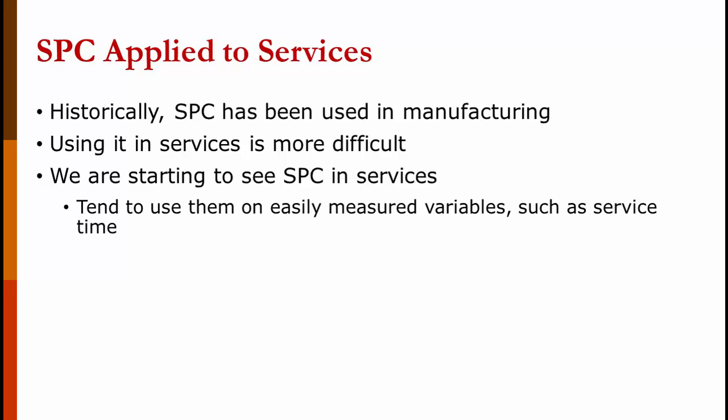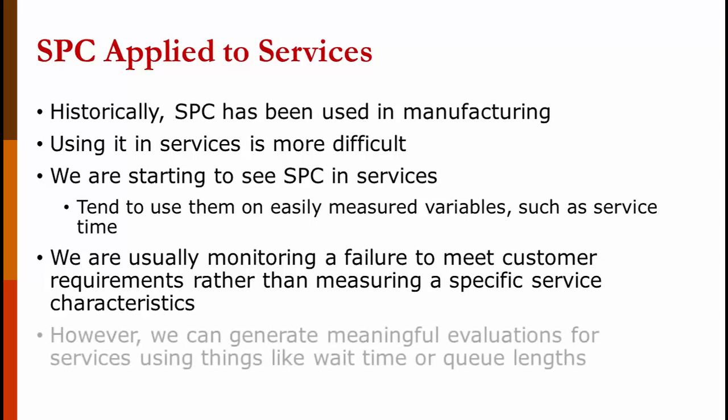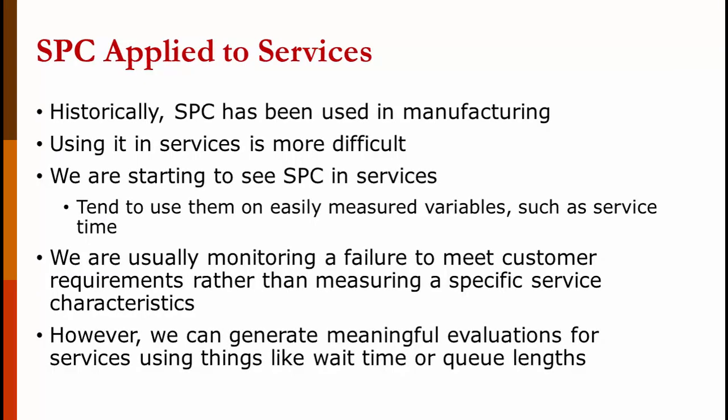So we default to measuring things that are easy to measure. Wait time, on-time delivery, things that are easy to measure. So we're monitoring things that might matter to the customer, but typically we can't monitor the things that matter the most to the customer. That's not always the case. There are some services where you can do that, but it's fairly common that you can't measure the most important thing about the service. But we can still get useful information.